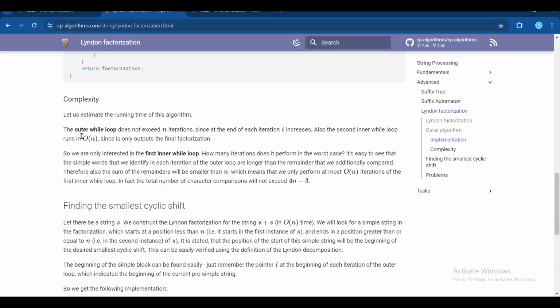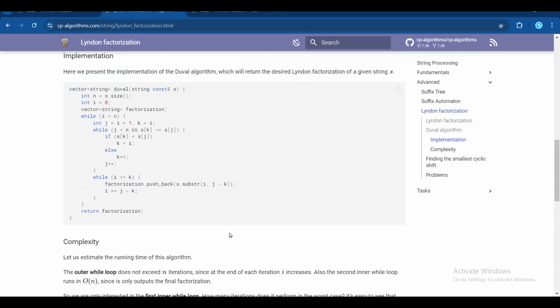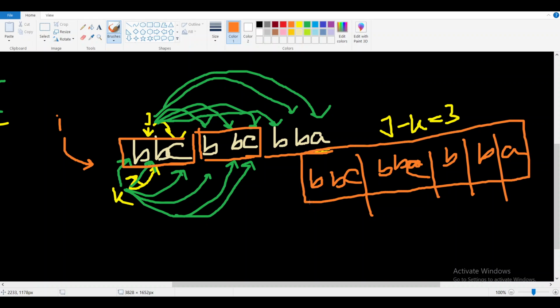I have just vaguely understood how the complexity is changing, but I have not really read about the time complexity and gone deeper into the analysis of it. But overall, the time complexity is around order of n. So that's how we are factorizing any given string into Lyndon factors using Duval's algorithm.